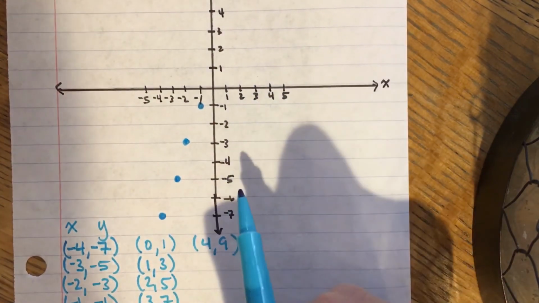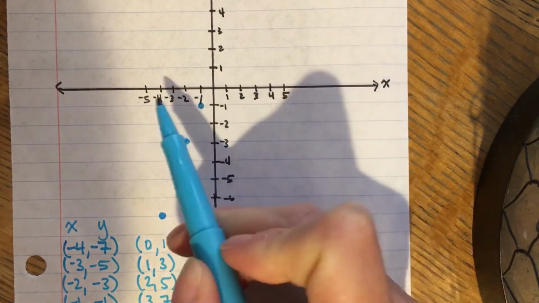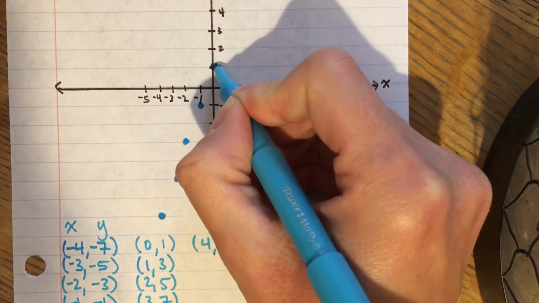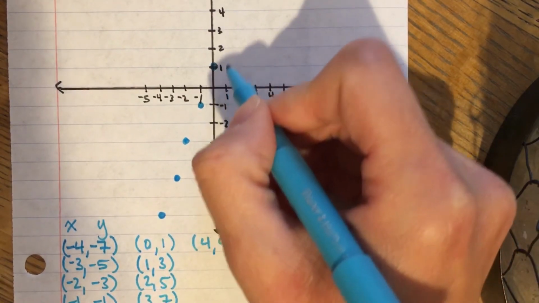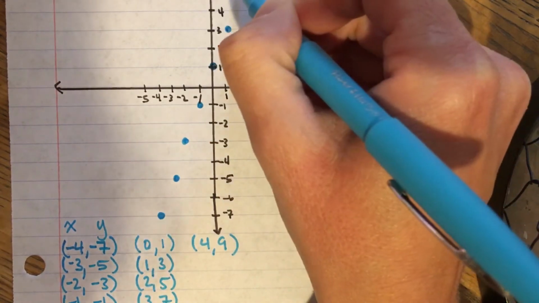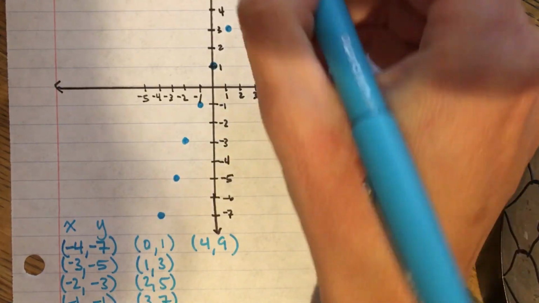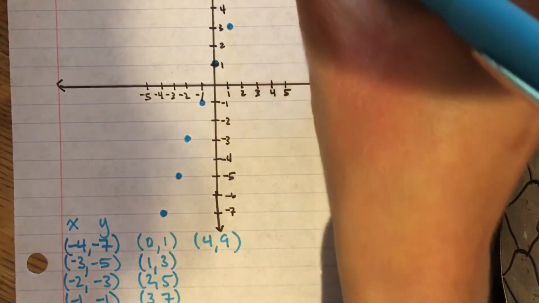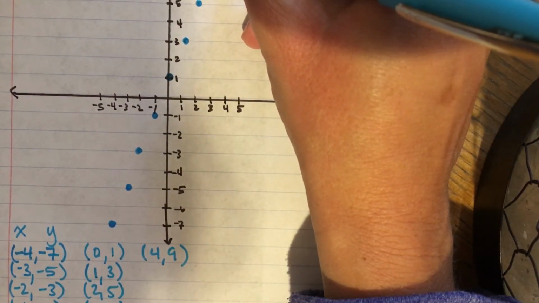The next one is 0 and 1. So I'm going to go over to 0. I'm already at 0, so I don't need to go anywhere here. All I need to do is just go up to 1 and put a point. Then 1 and 3. So I need to go over to 1, up to 3. Over to 2, up to 5. Over to 3, up to 7. And then it's 4 and 9. Make sure this looks okay.